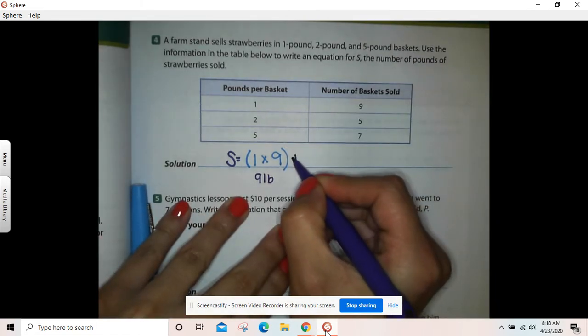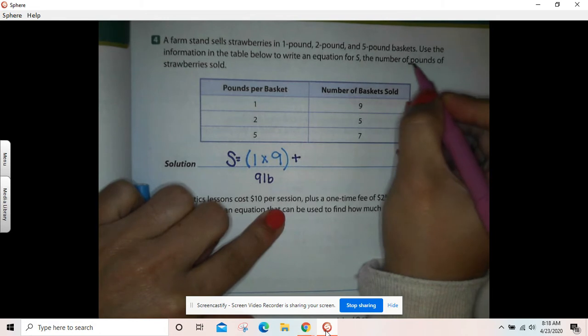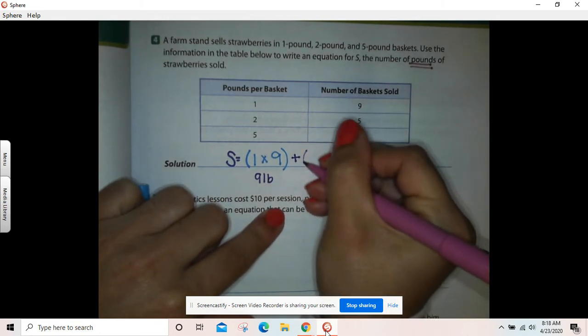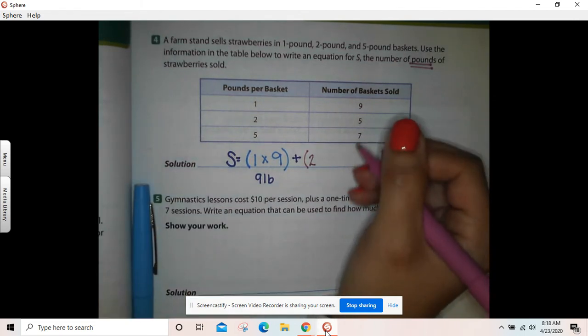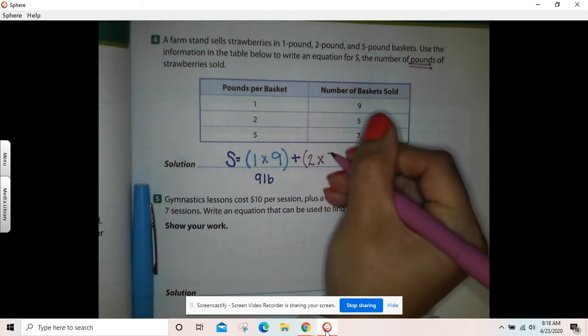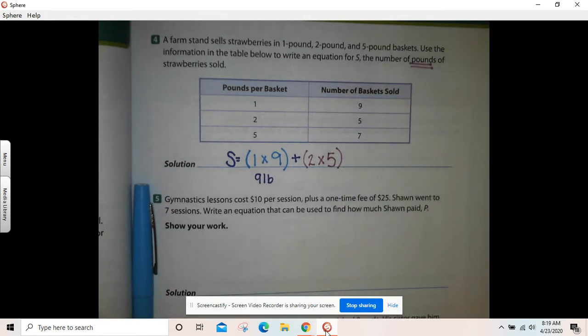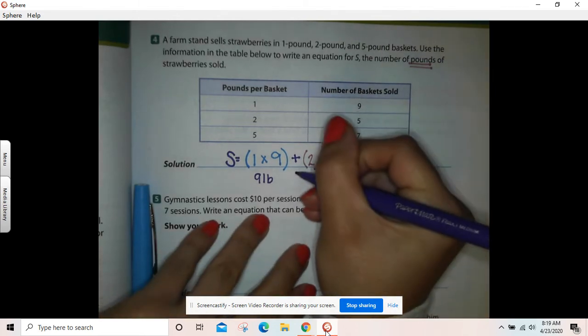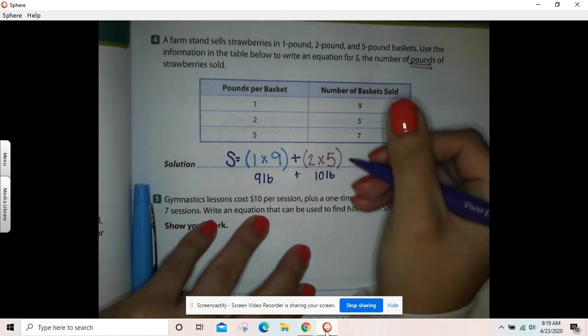And I'm going to add my next baskets. My next baskets were 2 pounds each. Remember, I'm trying to find out pounds, so I'm paying attention to that. I've got 2 pounds, and I sold 5 of those baskets. So 2 times 5 should get me that part. Okay, I know 2 times 5 is 10. Man, they've sold 9 plus 10, so 19 pounds.